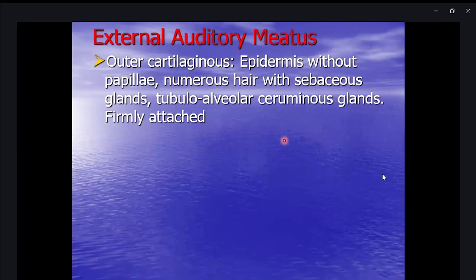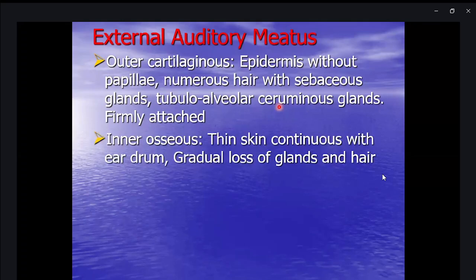And tubuloalveolar ceruminous glands, specialized sweat glands that we refer to as tubuloalveolar sweat glands. These are ceruminous glands. And these ceruminous glands produce cerumen. Cerumen is repellent to insects. It also contains bactericidal properties. It also helps in trapping dust particles and so on.